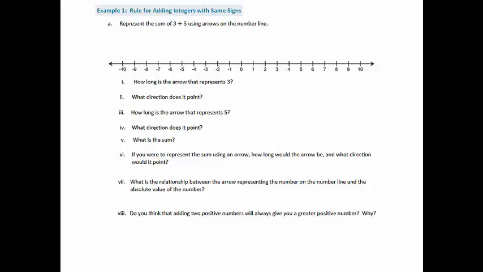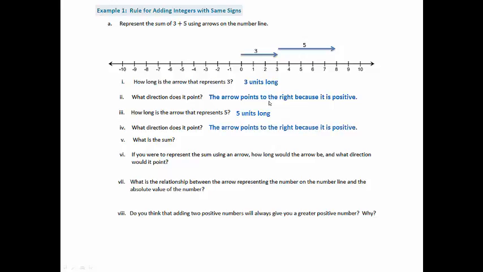In example 1, we're going to represent the sum of 3 plus 5. First, we're going to do it using arrows on the number line. Here's our first arrow representing 3, and our second arrow representing 5. The first arrow that represents 3 is 3 units long, and it points to the right because it's positive. The arrow representing 5 is 5 units long, and it also points to the right because it is also positive.